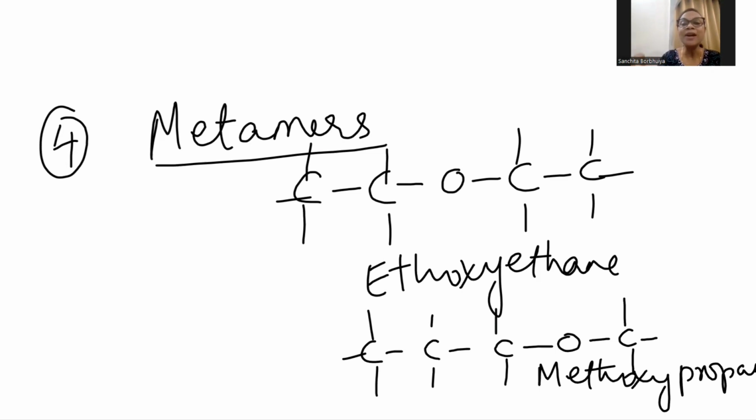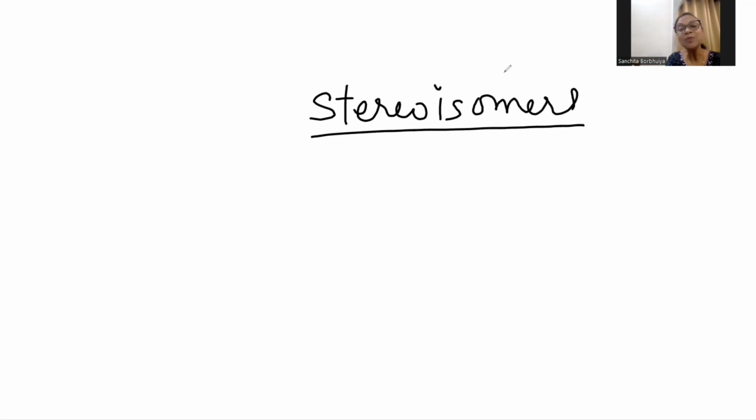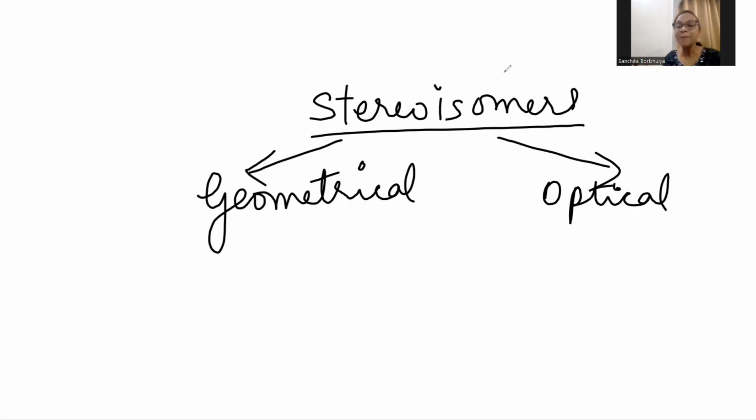Got it? So these are about metamers and structural isomers. Going on to the next type of isomerism, which is stereoisomers. Stereoisomers are subclassified into geometrical isomers and optical isomers. In these stereoisomers, we do not deal with the structural formula at all. We deal with the stereochemistry, that means the arrangement of the atoms in space, and this is everything about 3D conceptualization.